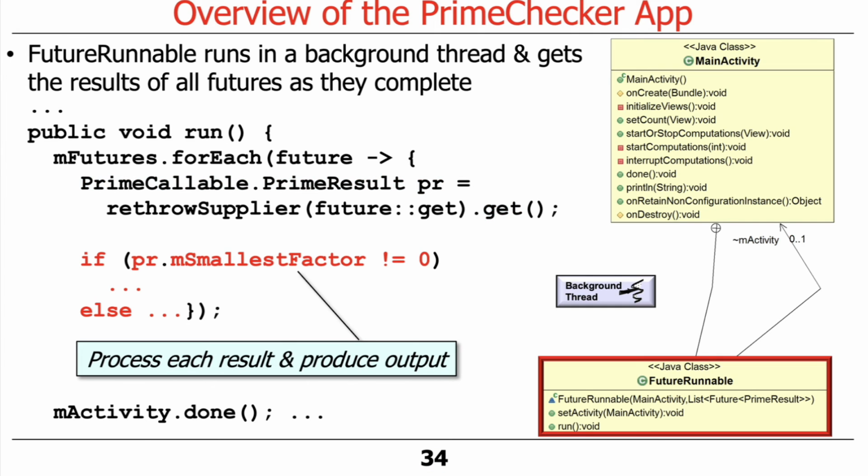Once we get ourselves a prime result, once we've got that particular future completing, we then check to see whether or not it was prime. If it was prime, then it's going to have the value of 0. If it's not prime, it's going to be non-zero, so we can produce the results and print them. And when we're all finished, we tell the main activity, hey, we're done, so you can shut down.